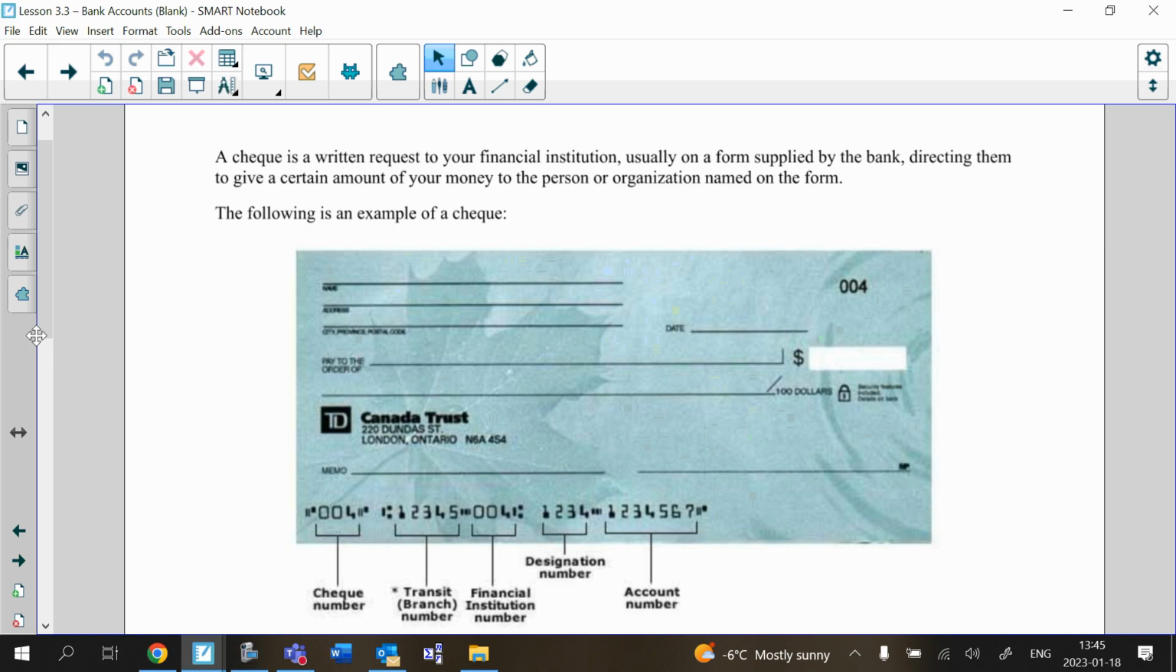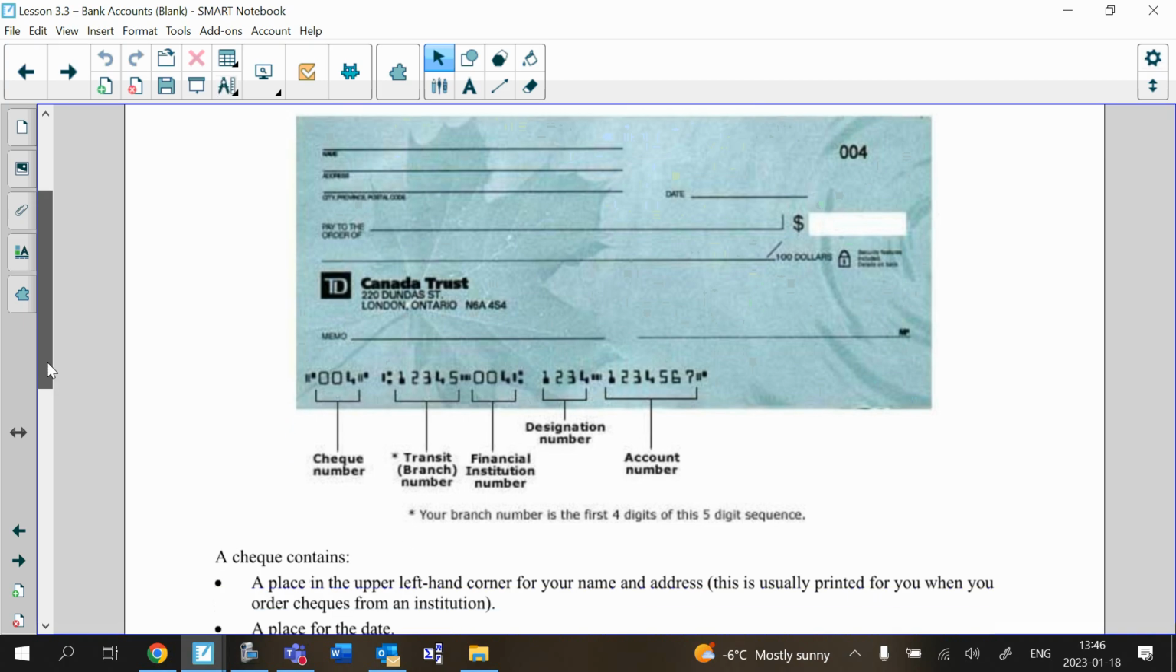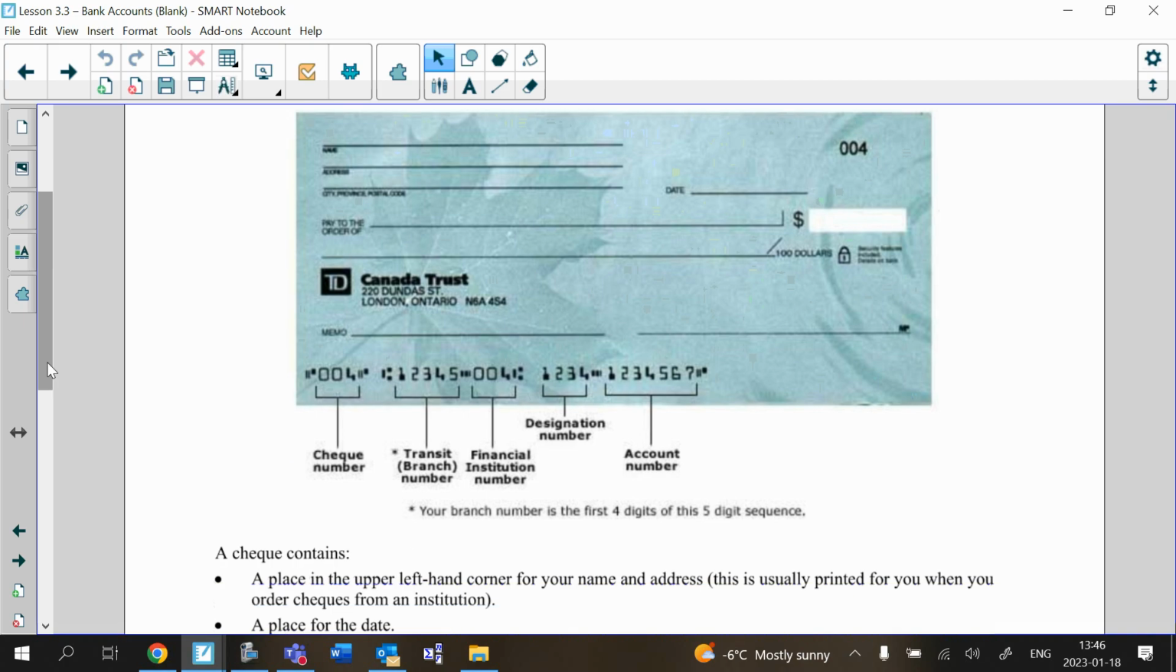The memo simply means what are you paying for? People do that just for their own records. But if this isn't filled in, the check will still go. But you do have to sign it as well. And then at the bottom of the check, you get a series of digits. So the first 3 are going to be your check number. The next 5 are going to be your branch number, where you opened your checking account. The 3 after that are going to be your financial institution.